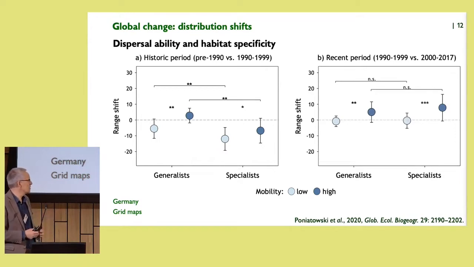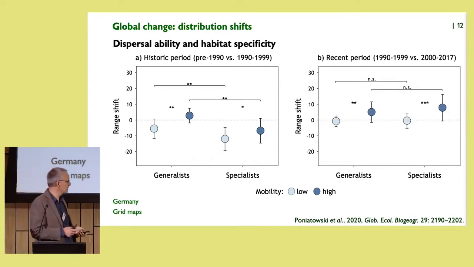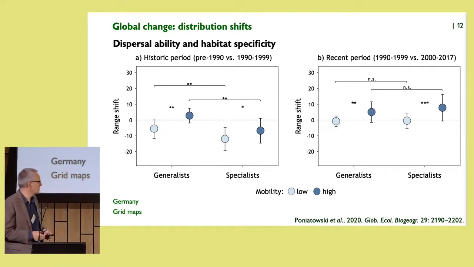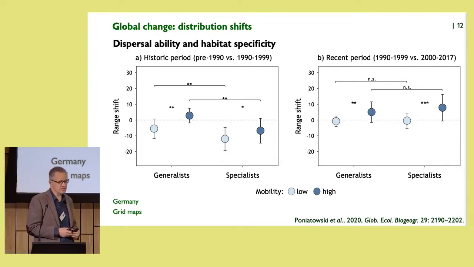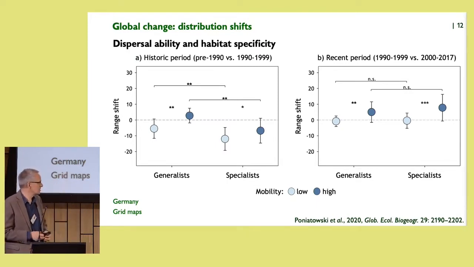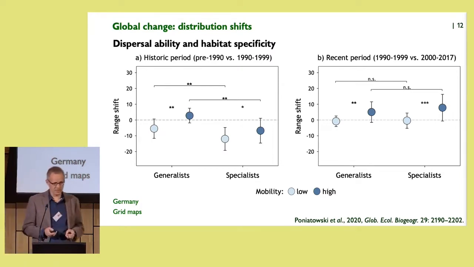And in the recent period, we also had clear changes. We no longer had differences between the generalists and the specialists in both mobility categories. Species with low mobility remained more or less stable during the recent period, but species with a high mobility, in generalists and also in specialists, increased their ranges. So, clear differences between these two periods.